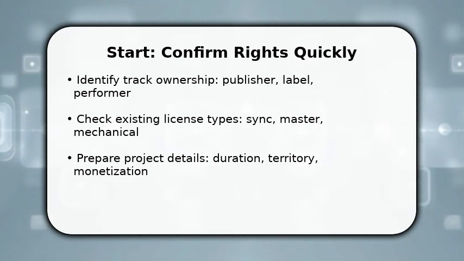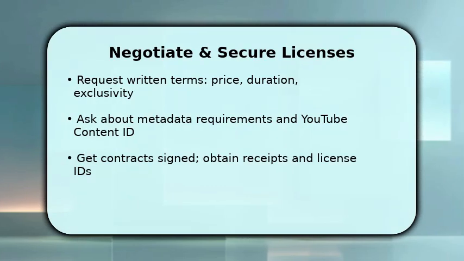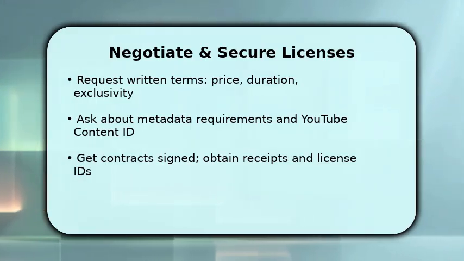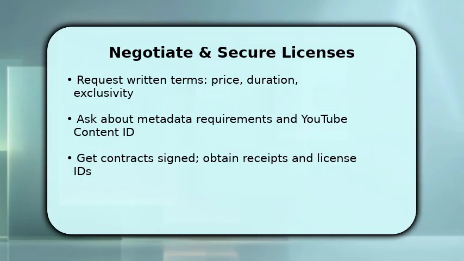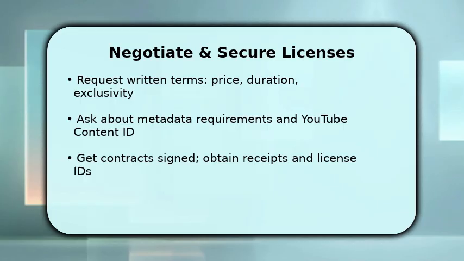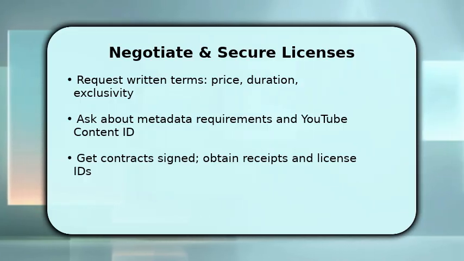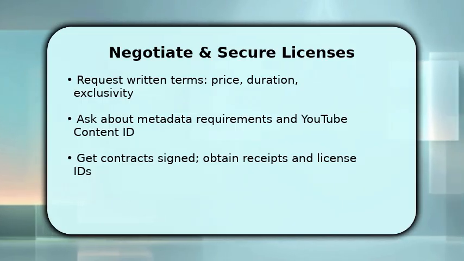Delays affect release schedules. Next, negotiate clear written terms that include price, duration, exclusivity, and permitted platforms. Explicitly name YouTube and any partner channels. Ask the rights holders whether they will claim via Content ID and what metadata or upload flags they require to prevent disputes. Once terms are agreed, get signed contracts or license emails and keep proofs of payment and license ID.